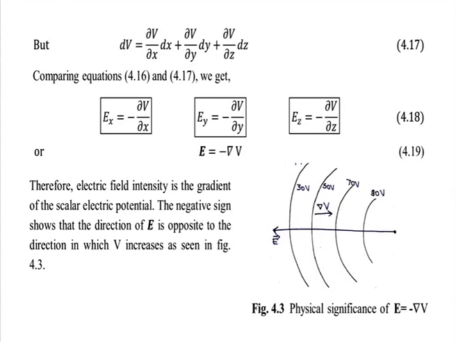If we compare equation 4.16 and equation 4.17, we get Ex is equal to minus del V by del x, Ey is equal to minus del V by del y, and Ez is equal to minus del V by del z. Or we can say E is equal to minus gradient of V. The significance of minus can be seen in figure 4.3, where the direction of E is opposite to the direction of the gradient of V.